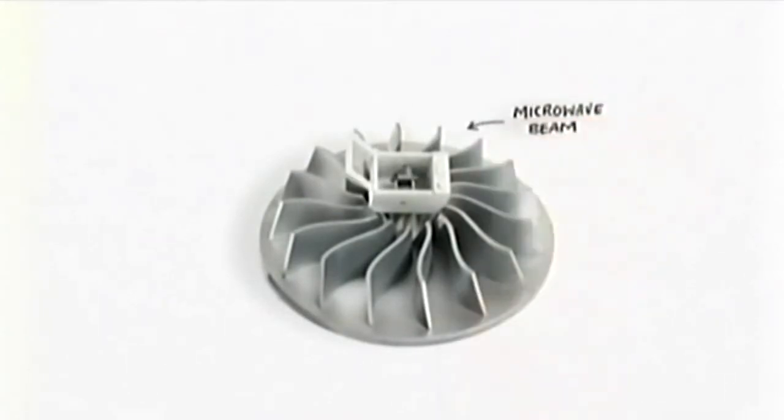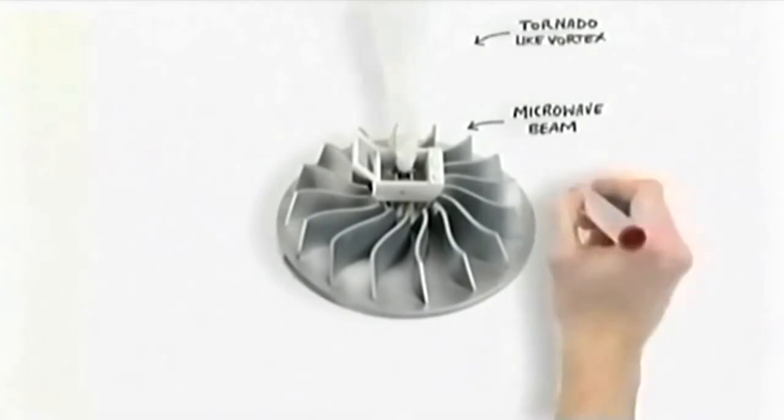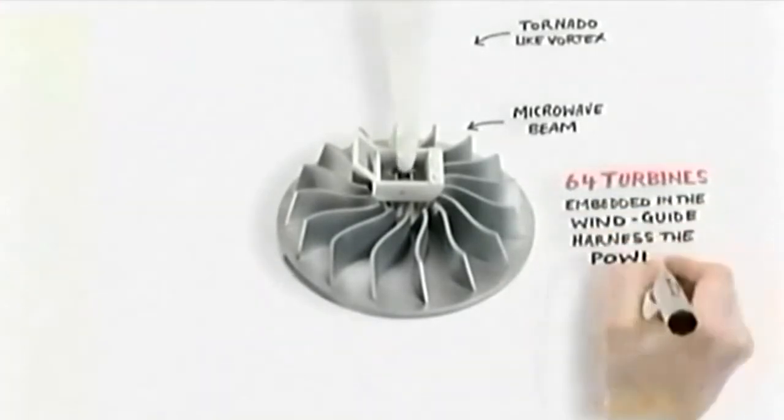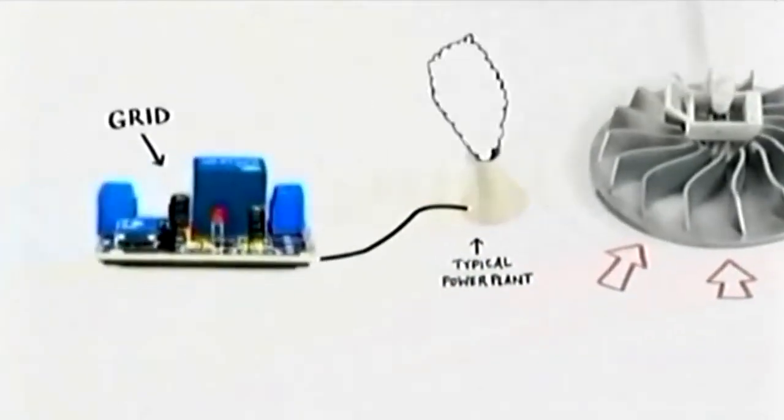His idea would work like this. A high-powered microwave beam anchored in the base of this shell-like wind guide would create the warm updraft needed to trigger a vortex. The walls in the wind guide funnel the fast-moving winds through 64 high-performance turbines that harness the energy and distribute it into the grid, like a typical power plant.